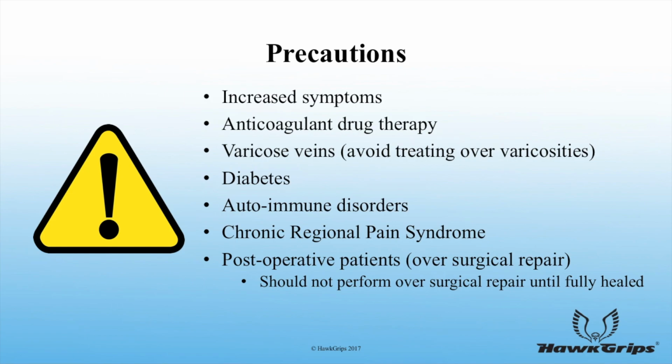It is important to understand precautions and contraindications for treatment. Some specific precautions include an increase in symptoms, anticoagulant therapy due to the risk of bruising, treating over venous varicosities, and comorbidities such as diabetes and autoimmune disorders, chronic regional pain syndrome, and treatment over surgical repair sites during the early stages of healing.